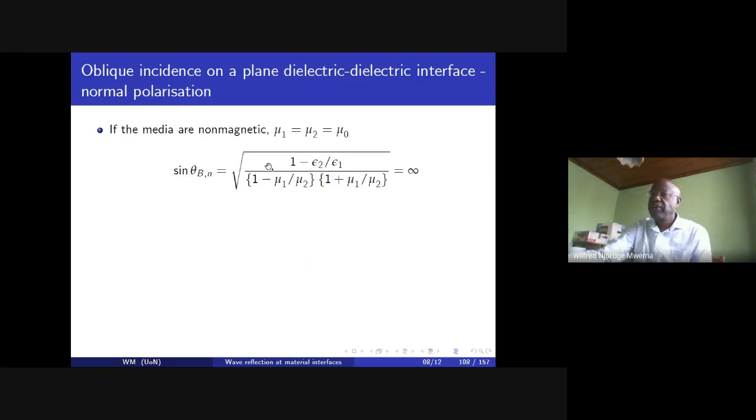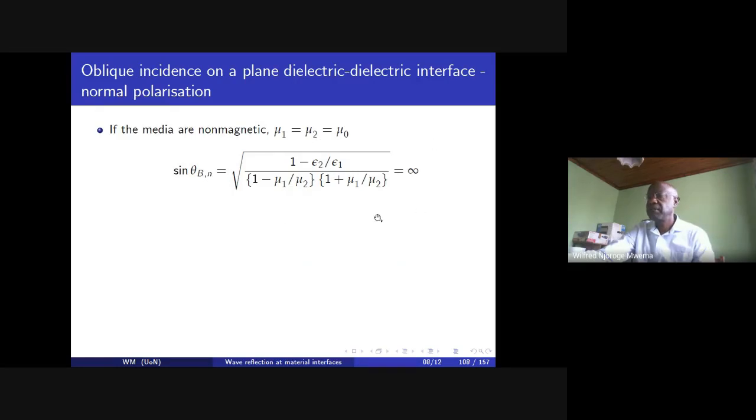That is, if we have two media that are non-magnetic, and therefore mu1 and mu2 are equal, what it means is that we'll get 1 minus epsilon 2 at the top, but at the bottom, we'll get this problem where we have 1 minus mu1 over mu2. They are equal, therefore this will make this equation go to infinity. But we all know that there is no single day that the sine of an angle can be infinite. And therefore this equation will not hold for non-magnetic media.